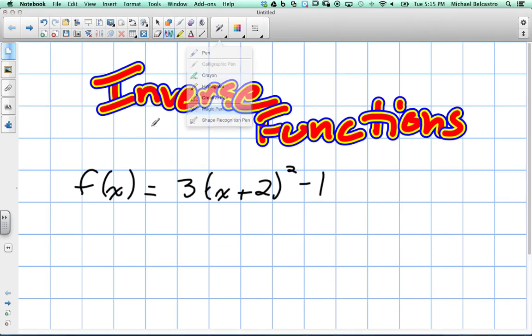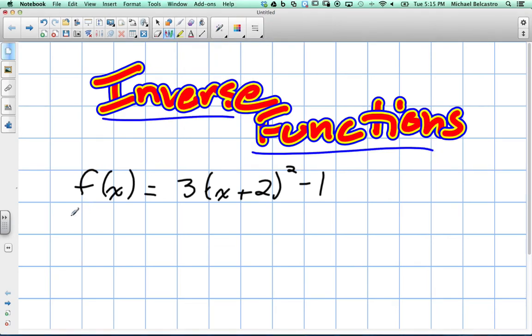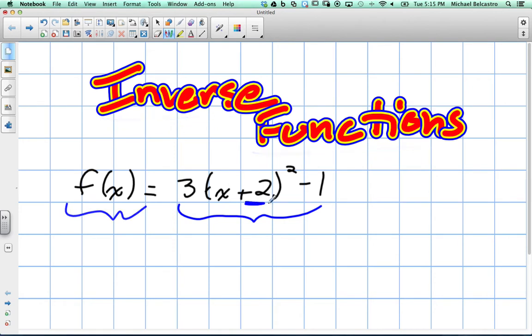We're going to look at inverse functions. And this is some function, okay? And they've given it to us like this. This is a quadratic function, and this is written in its vertex form. The vertex really gives us a good idea of where the vertex is. Essentially, this vertex is at -2 and -1.